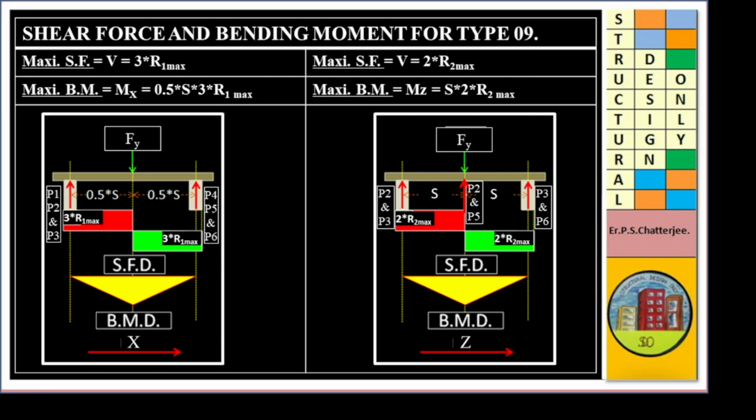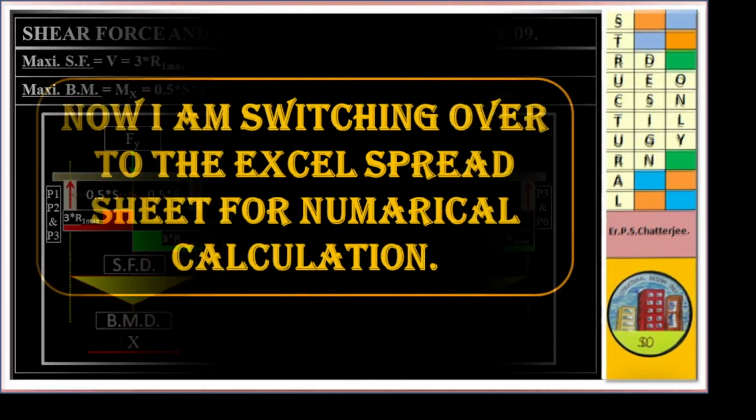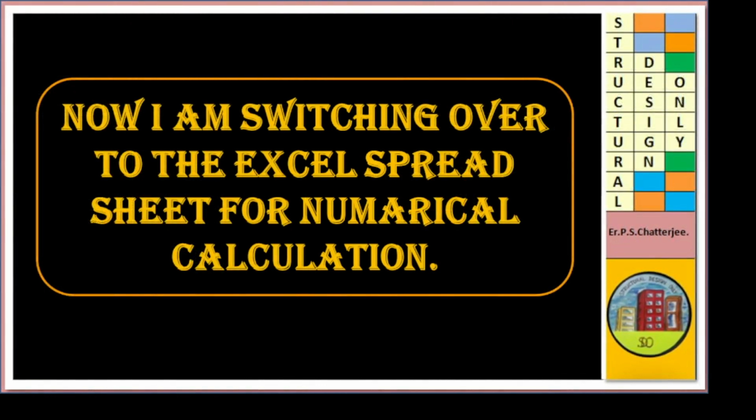Maximum SF in Z direction is 2 into R2 max. Maximum BM Mz is equal to S into 2 into R2 max. Now I'm switching over to the Excel spreadsheet for numerical calculation.